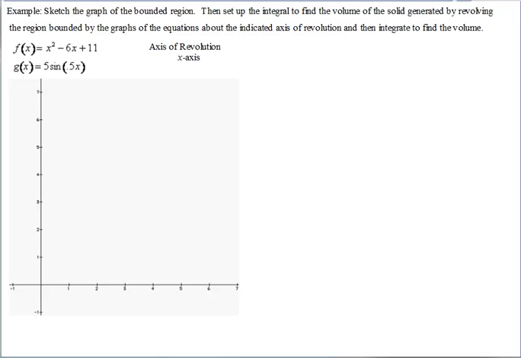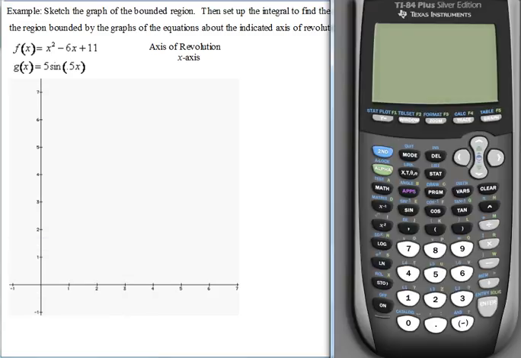let's go ahead and enter these in. Again, I'll show it on both the 84 and the Inspire. So on the 84, let's turn on. Let's go ahead and enter in x squared minus 6x plus 11. And then for g of x, 5 times the sine of 0.5x.